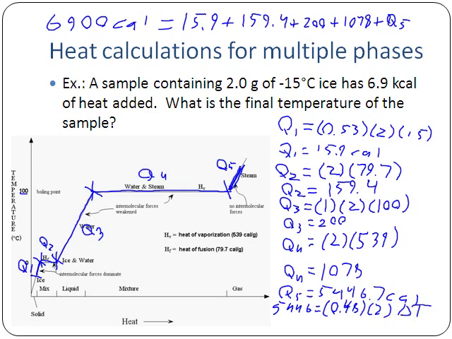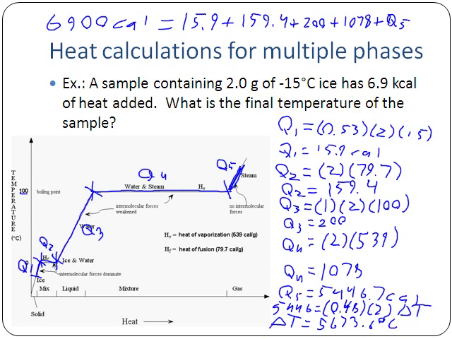And so from this, I can go ahead and solve for delta T. So I take my 5,446 and I would divide it by 0.48 and divide it by 2. And so by doing that, I end up with a total of 5,673.6 degrees Celsius for my delta T.